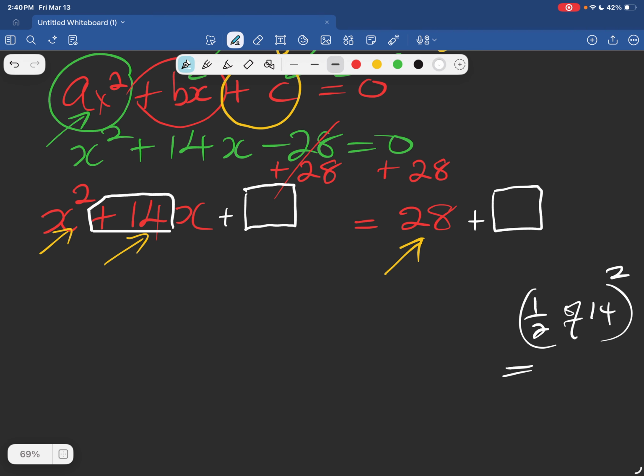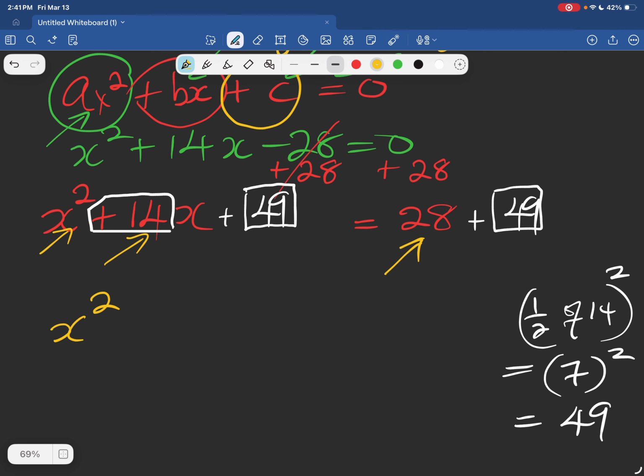So a half of 14 is 7, and we square that, we get 49. So therefore, 49 is what should be there. Because we added 49 on the left side of the equal sign, we have to also add 49 here as well to keep everything balanced. Now we can go ahead and rewrite everything. It looks a little bit messy up top. We rewrite everything: x squared plus 14x plus 49 equals, and we add those two together, 49 plus 28 makes 50 plus 27, which is 77.